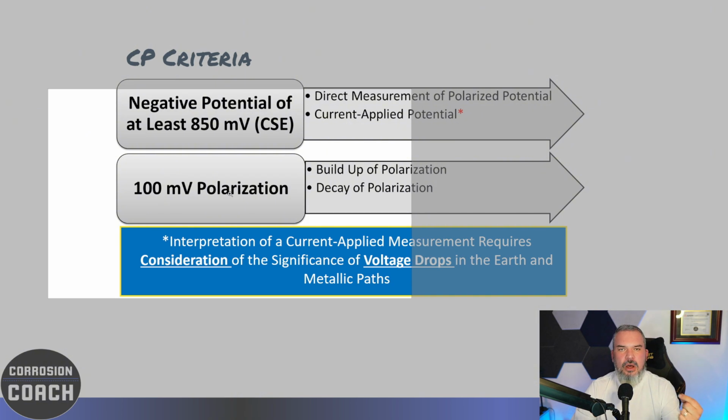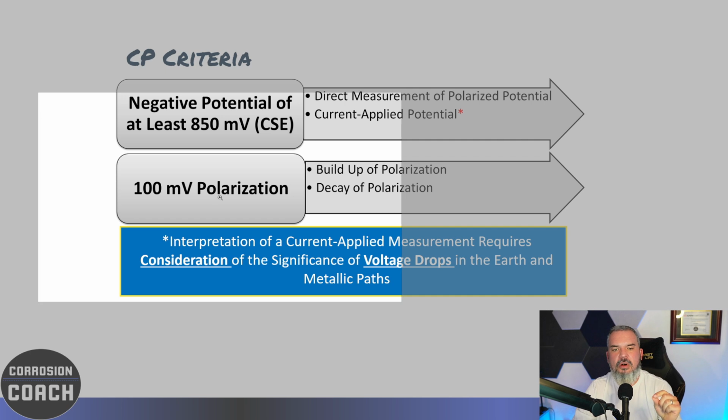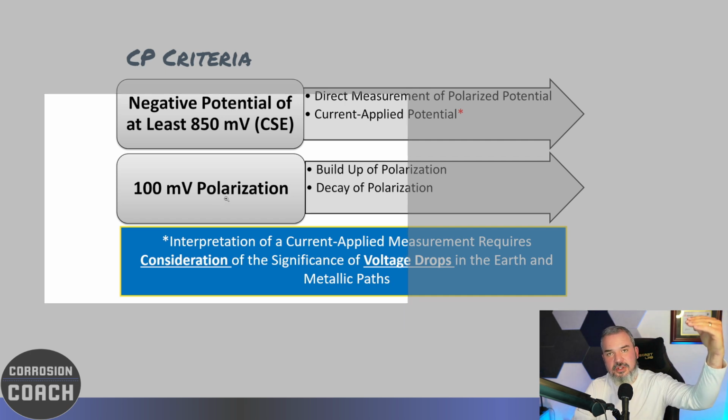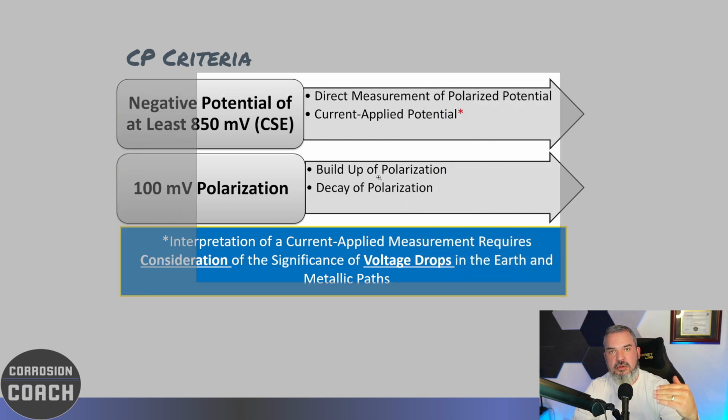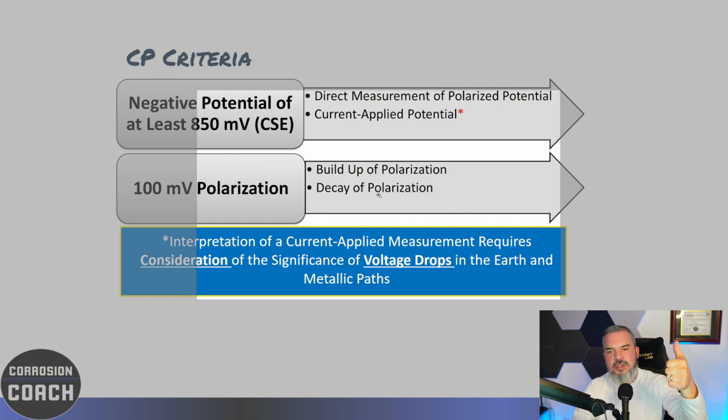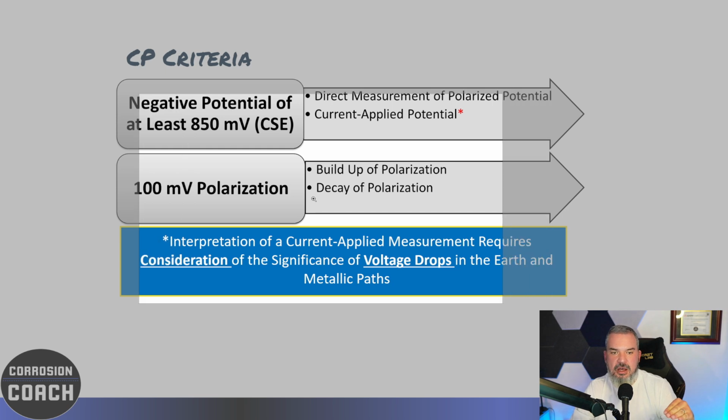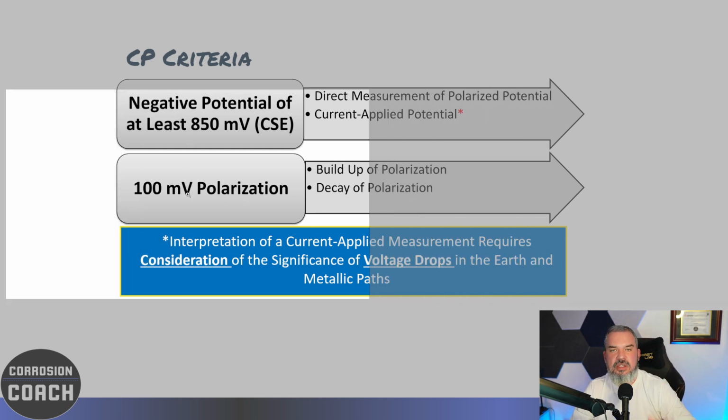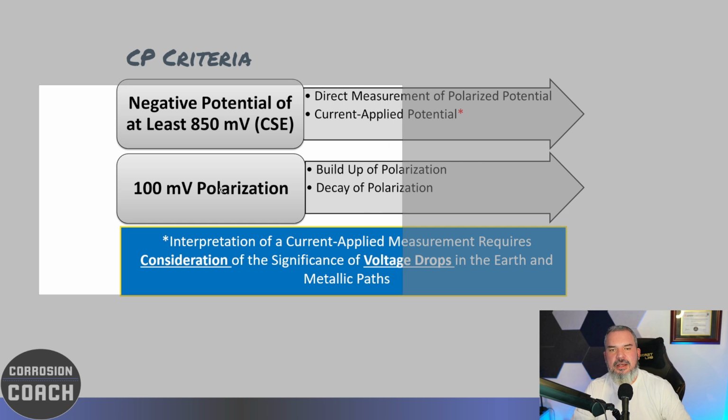Okay. The other part of the criteria, some people call this the alternate criteria. It's not really alternate. It's just another criteria. You can use this. It's something called 100 millivolts of polarization. So if you can prove 100 millivolts of polarization or buildup of polarization, you're good to go. The other way is to turn your system off and watch it depolarize or decay 100 millivolts or more. You're good to go. You've achieved CP. So they're giving you options on how to check your blood pressure and make sure that you're in line.